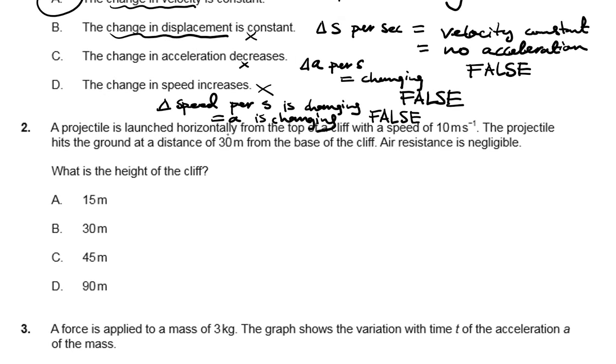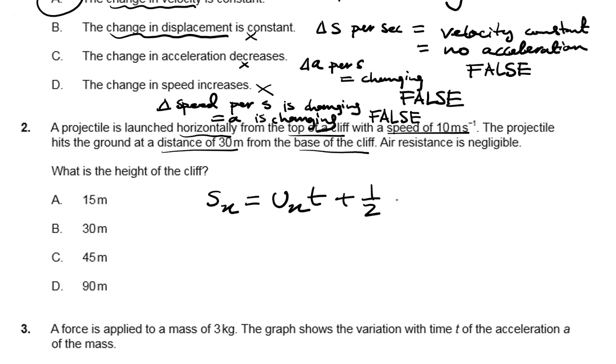Now we have a projectile is launched horizontally from the top of a cliff with speed 10 meters per second. Projectile hits the ground at a distance of 30 meters from the base of the cliff. What is the height of the cliff? No air resistance. Okay, so now we have to separate this, right? We know the horizontal initial velocity and we know the horizontal distance traveled. So Sx is equal to uxt plus half axt squared, right? But now there's no acceleration in the horizontal direction, only vertically, right? It's being launched as such.